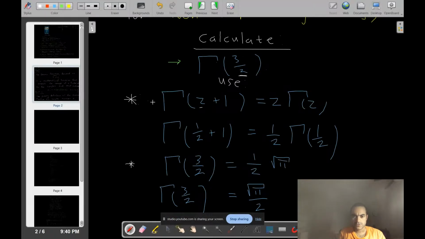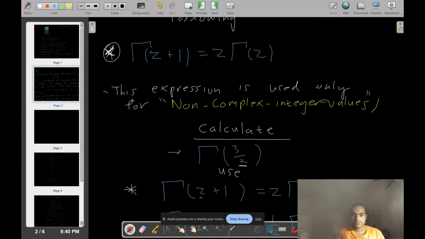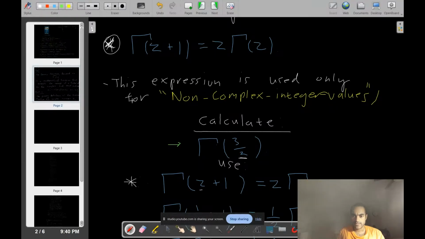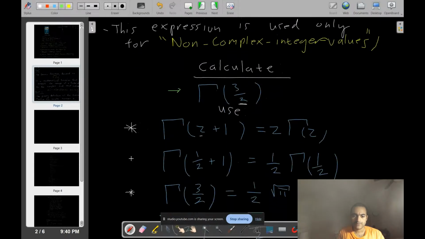Okay, so nothing yet. So gamma of 3/2. If we want to calculate gamma of 3/2, all we do is use the formula gamma of z plus 1 equals z gamma of z. The reason for that is because we're dealing with fractional values. So I use gamma of z plus 1, which is equal to z gamma of z.